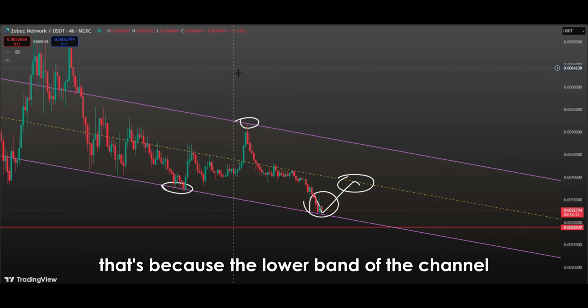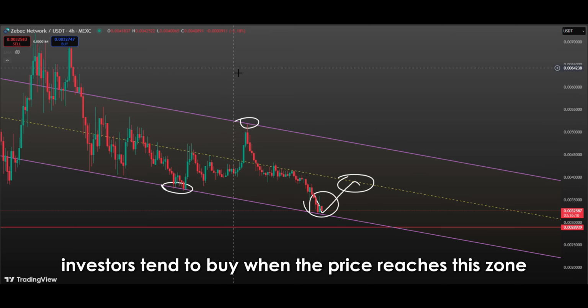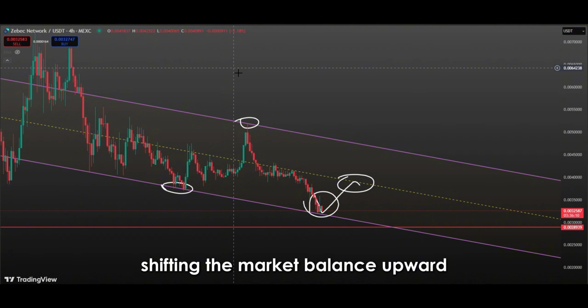That's because the lower band of the channel is historically known as a level where price has previously moved and responded. Therefore, investors tend to buy when the price reaches this zone, shifting the market balance upward.